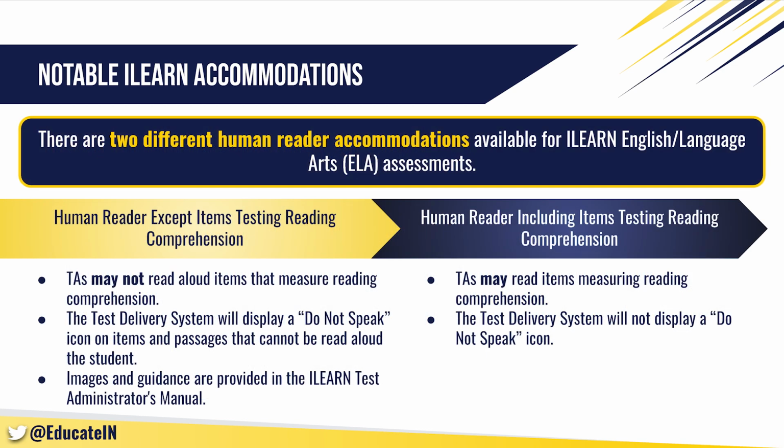There are two types of human reader assessment accommodations available for English language arts: human reader except items testing reading comprehension, and human reader including items testing reading comprehension. Test administrators must not read aloud items that measure reading comprehension for students who are assigned the human reader accommodation for items except items measuring reading comprehension.